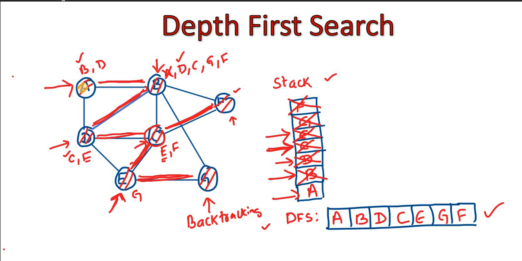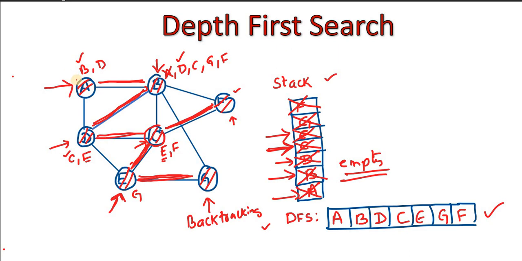And A is already explored. I mean, all the adjacent vertices are visited. So apply backtracking. So remove this A from the stack, right? And since the stack becomes empty, you have to stop the process, right? Remember, whenever a stack becomes empty, you have to stop your depth first search.